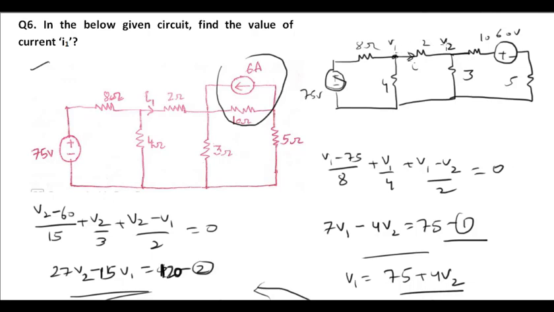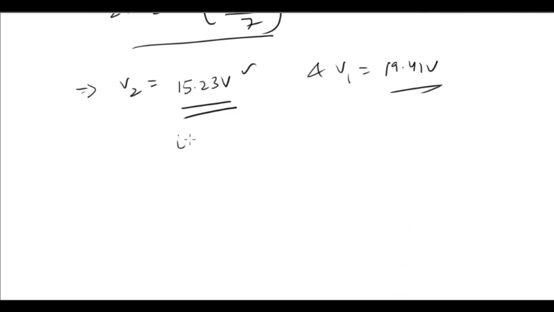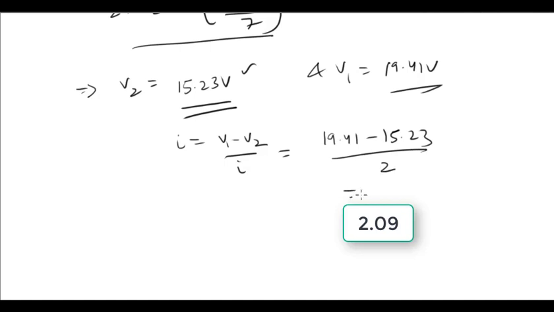Current I is (V1 minus V2) upon 2. Therefore I is equal to (19.41 minus 15.23) upon 2. On solving this, you will get 2.01, which is approximately 2.1 ampere, the correct answer. This is how you can use source transformation to calculate the nodal voltages or the current flowing in the circuit.